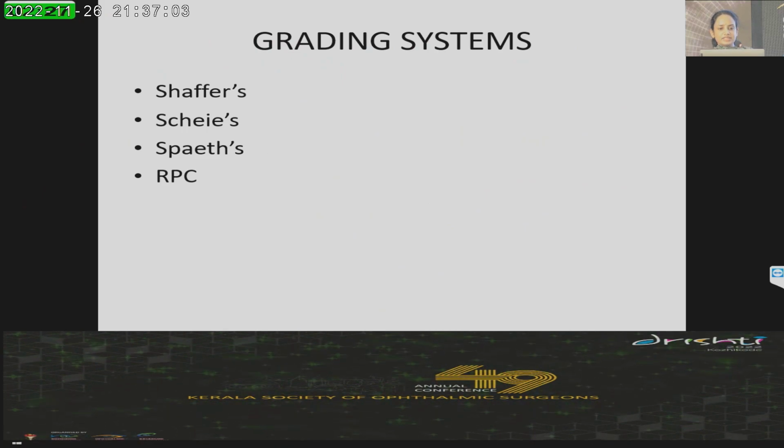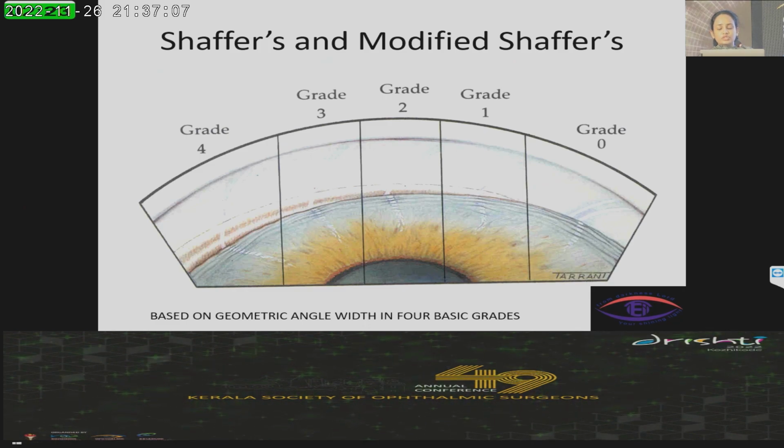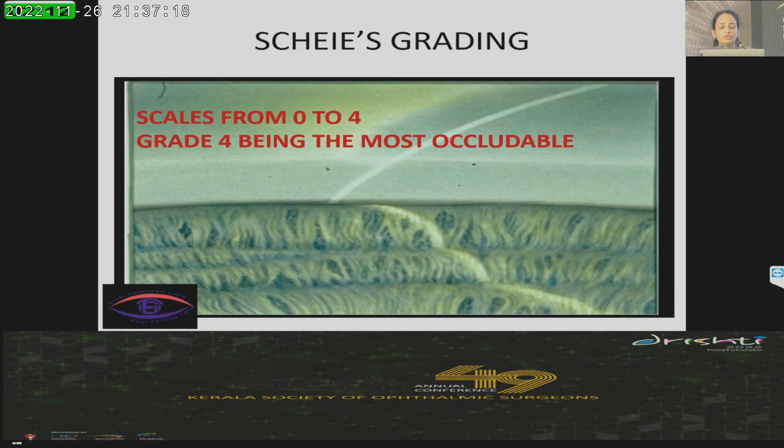You have different grading systems like Schaeffer's, Shaffer, Spaeth, and RP Center. In Schaeffer's, based on the geometric angle width, there are 4 basic grades. Grade 4 and grade 3 are open angles, where almost all angle structures are visible, and grade 1 and 0 are closed angles. However, Shear's grading is just the reverse. Here, the grade 4 is the most occludable one. So it is better to mention the structure which has been visualized in order to avoid confusion.